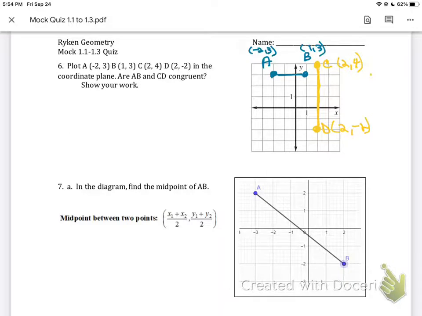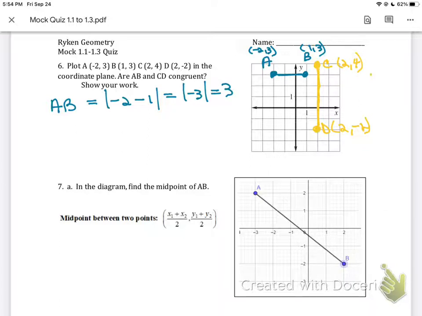Now, I can't just look at it and say, nope, they don't look congruent. I have to actually do the work. So let's get the length of AB. Looking at AB, since your y's are the same, to get the length, you can subtract the x's. You're doing it behind absolute value so that you don't have a negative length. So that length of AB is just 3.